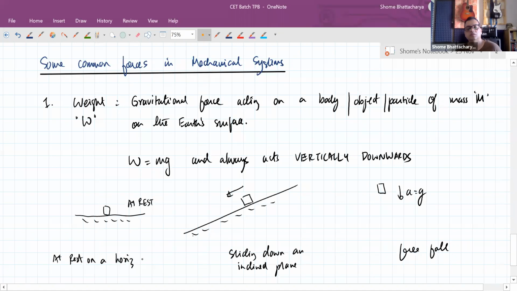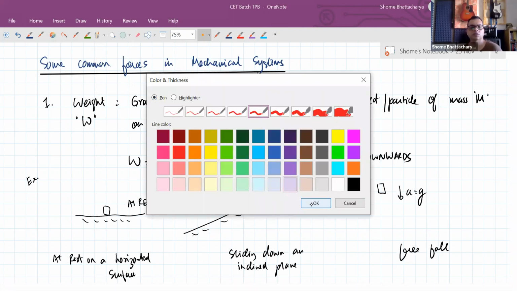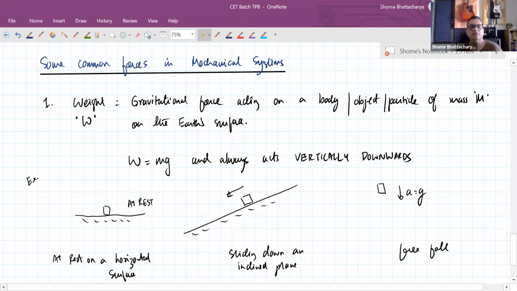Whatever be the case, its weight will always be a vector which acts in the direction which is vertically downwards and has a magnitude of mass into acceleration due to gravity.